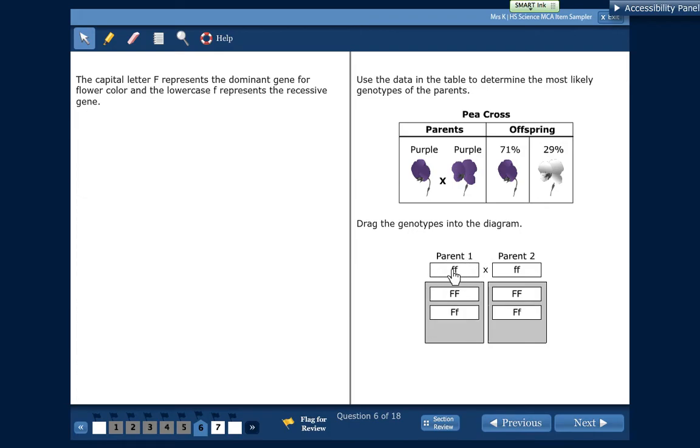If both parents were homozygous recessive, both having little f's, they would only be able to produce children with white flowers, so that couldn't be it either. So the only option is for both parents to have a heterozygous genotype, because then they could produce children with purple flowers or white flowers.